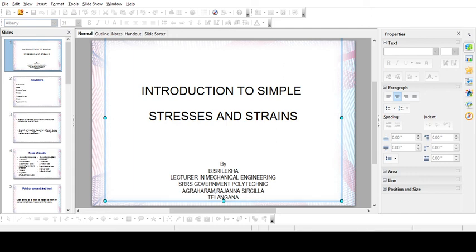Next, shear stress. We already discussed that it is a tangential load which is acting perpendicular to the axis of the structural member. The stress induced in the body when subjected to that shear load is called shear stress.